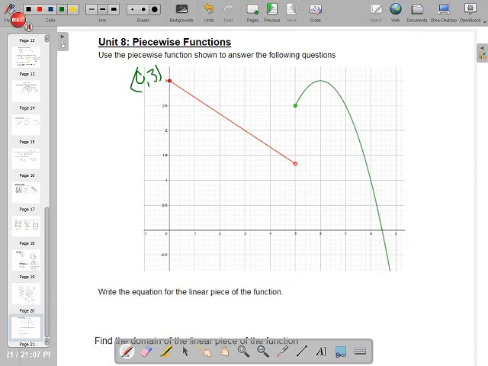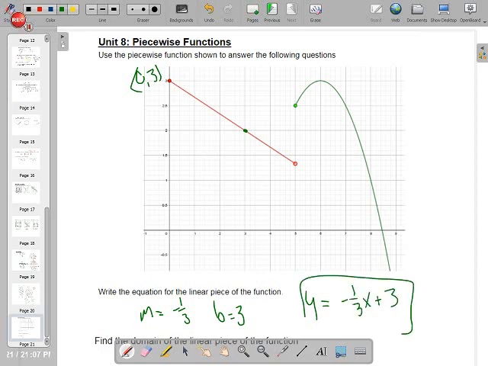The slope is down 1 over 3, so the slope is negative 1/3 and the y-intercept is 3. To write the equation, we'd say negative 1/3 x plus 3. That's the equation for the linear part of it. I don't know the equation for the quadratic, but that's okay. What else do we need?